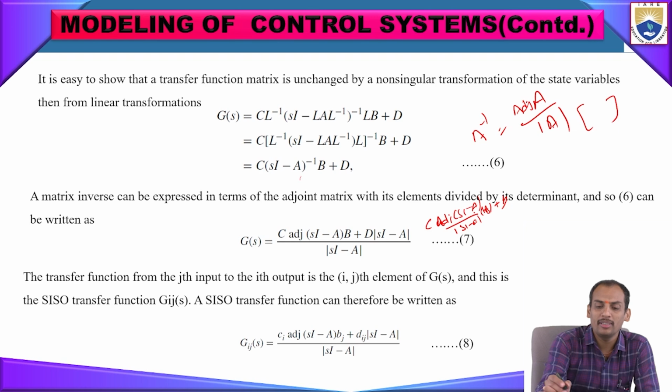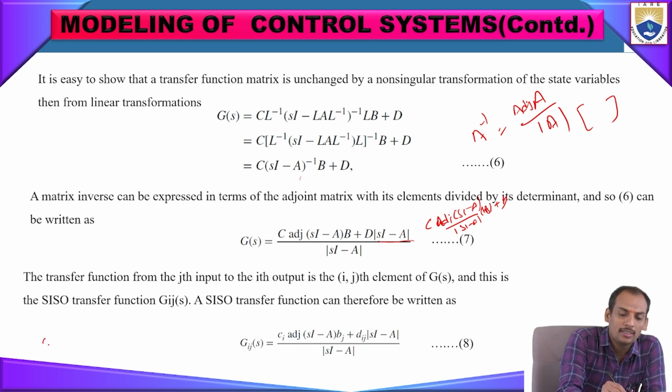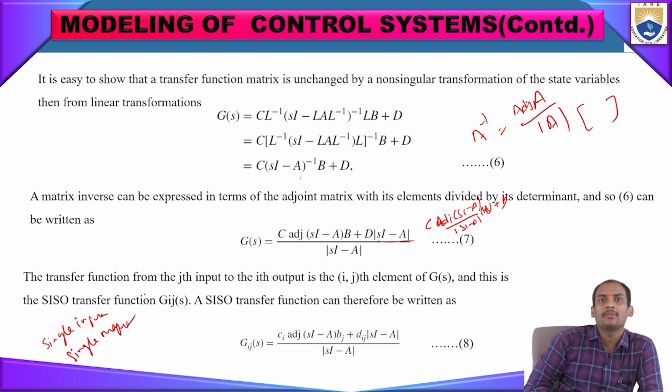If you write it in common form, then Si minus A will be here by Si minus A. So the transfer function from the jth input to the ith output is the ij element of G of S, and for that single input and single output system, the transfer function we can write as Gij of S. So this is a SISO type of transfer function.